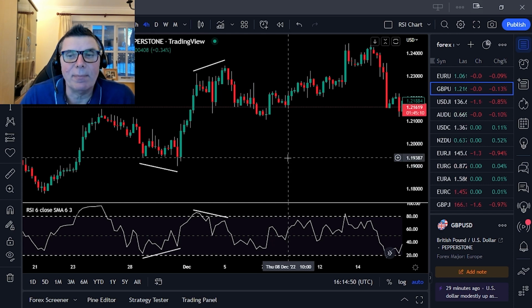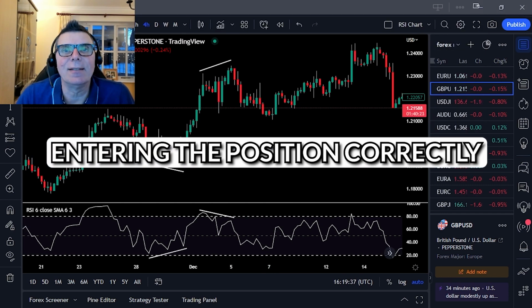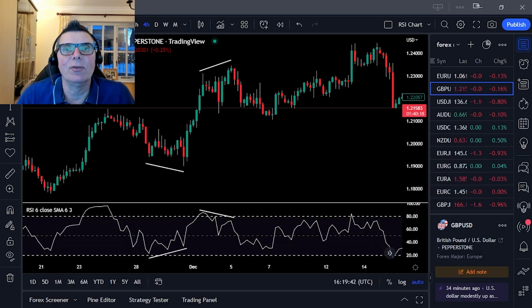Okay, so there's divergences. How do we trade them? So how do you actually get into the position? You've got a possible setup, but it's not triggered at this point. It's up to you to decide on the triggering point. Now, the best way to do it, in my opinion, is Wilder method. The original method is probably the best, although I'll show you an alternative as well.